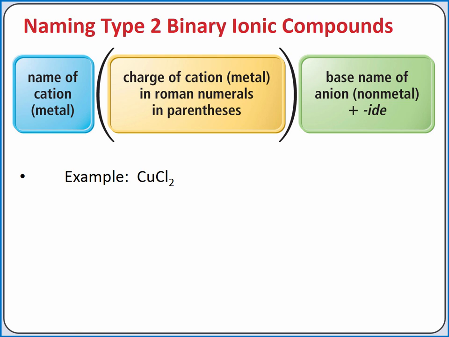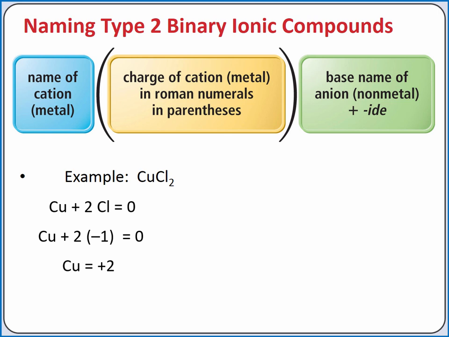We know that the formula unit is electrically neutral, so the charge on one copper ion plus the charge on two chloride ions must equal zero. From the periodic table, chloride has a 1- charge. So this copper ion must have a 2+ charge.